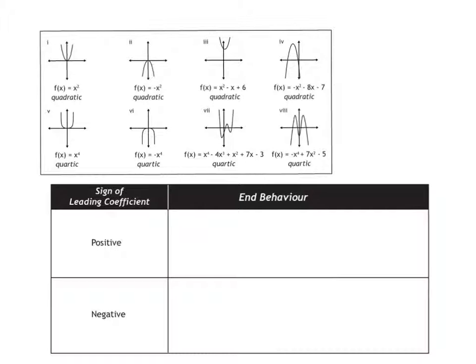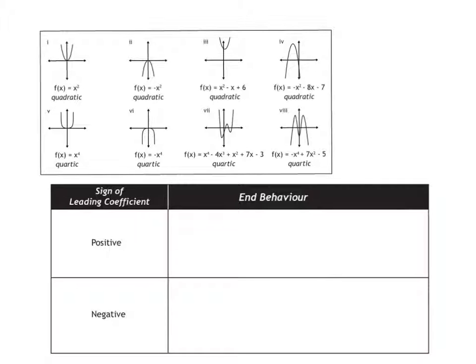So we'll just skip to here. We want to start talking about, what do polynomial functions have in common? And one of the things we talked about, or you looked at, was the end behavior. So when we look at these polynomial functions, we have x squared, negative x squared minus x plus 6, negative x squared minus 8x minus 7. Those are all quadratic. And then the ones at the bottom are all quartic. X to the power of 4, negative x to the power of 4. And then this long one, x to the power of 4 minus 4x cubed, and so on.